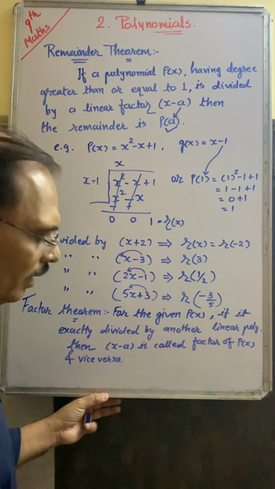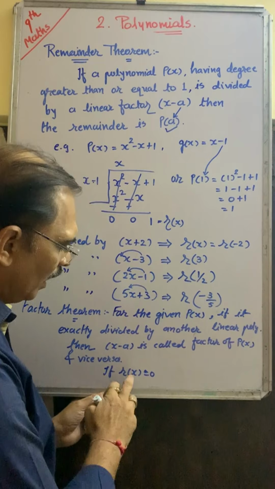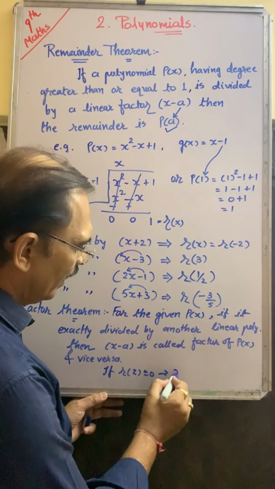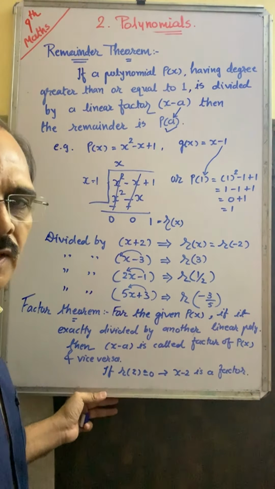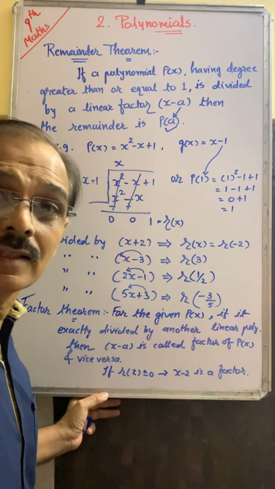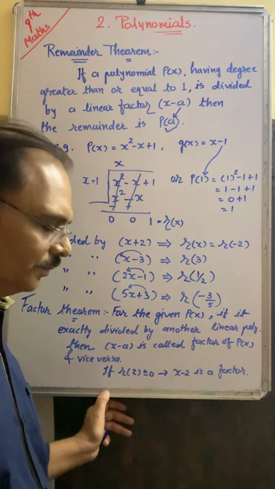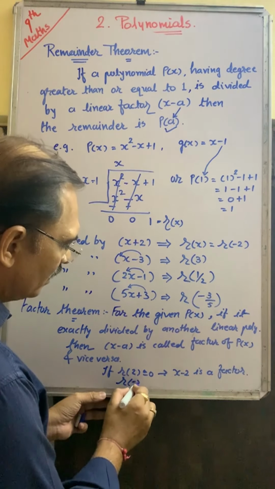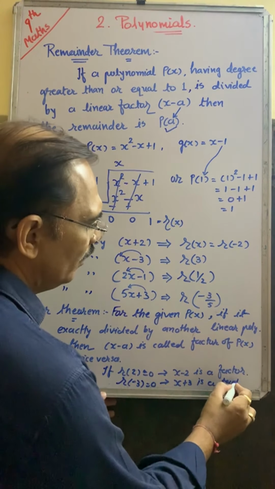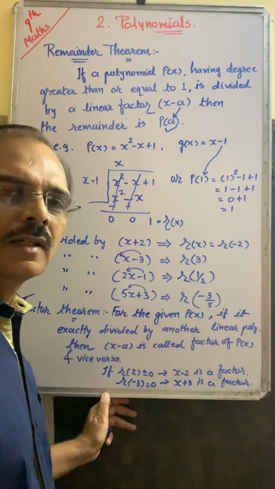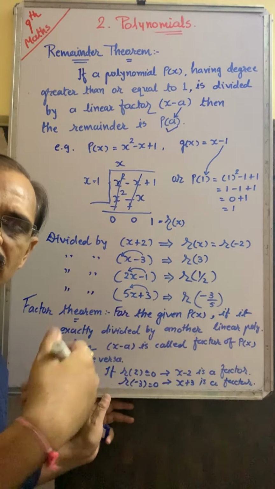It means what? If remainder is 0, suppose r of 2 is 0, we said x minus 2 is a factor. Suppose it is given that x minus 2 is a factor, then accept that r of 2 equals 0, means remainder 0. If r of minus 3 equals 0, we said x plus 3 is a factor. And if it is given that x plus 3 is a factor, we said that r of minus 3 is 0. Means remainder is 0, then a factor, factor, then a remainder.